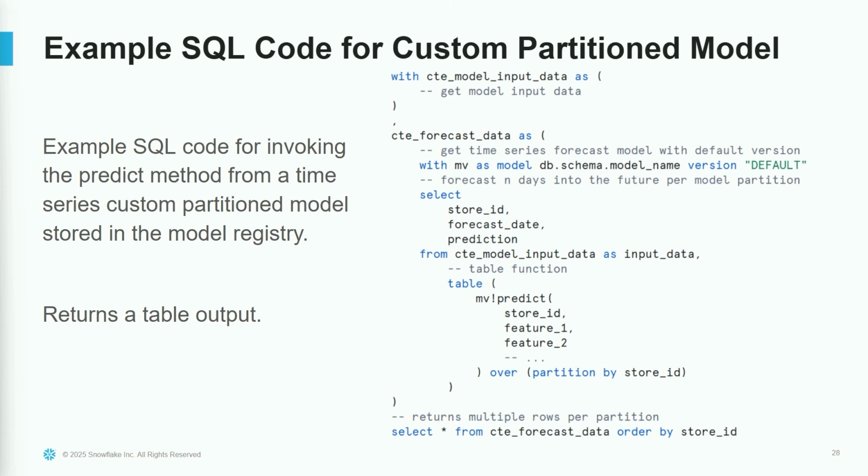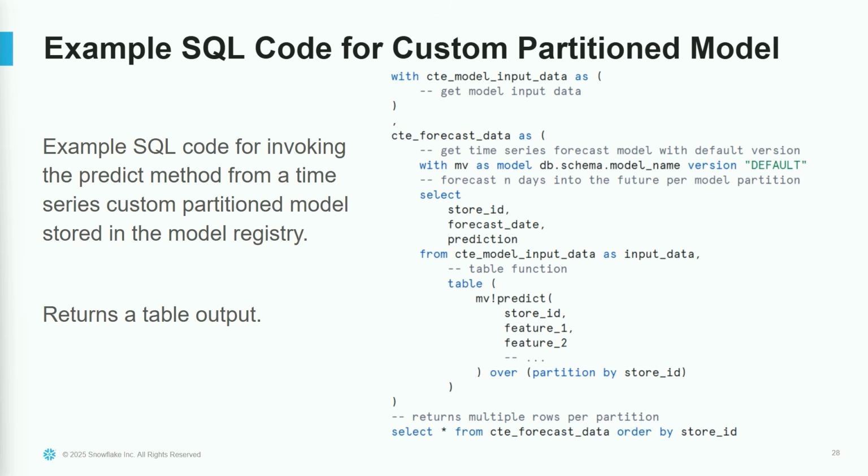You need to add that comma, and then you have your table expression, and within that table expression is where you do the model inference, where you invoke it just like a normal function. I'm passing in my store ID, because that's the partition I'm using for this example, along with any other features that I need to pass in. And then I'm using the OVER PARTITION BY store ID. So it's like a window function, because it is partitioned. It's not just a single model that I'm accessing.